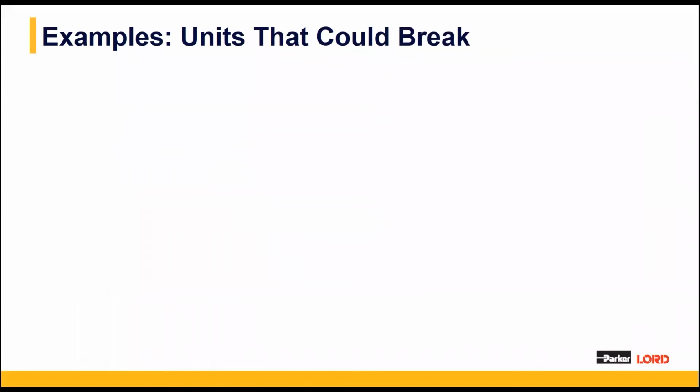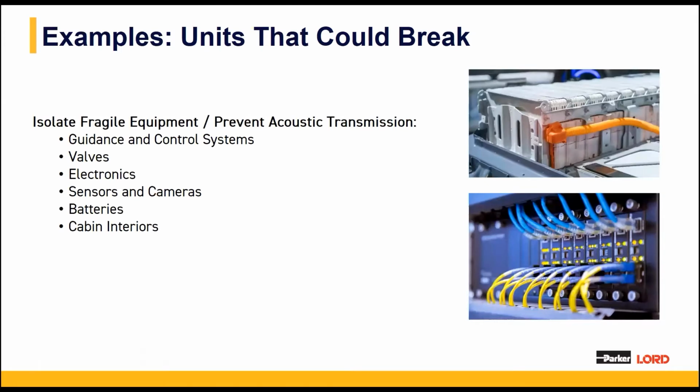On the converse side, other equipment that isolators provide value to are things that are fragile or that could break. Some examples of that are guidance and control systems, our computer systems, valves, electronics, sensors and cameras, batteries, and then interior cabins for comfort when people are inside. Reducing the vibration transfer also reduces noise and improves the comfort inside a cabin.